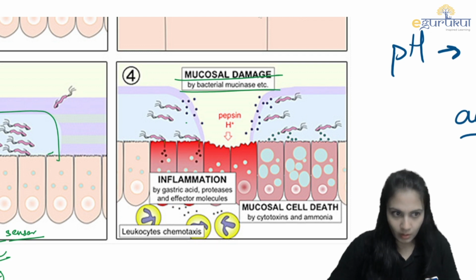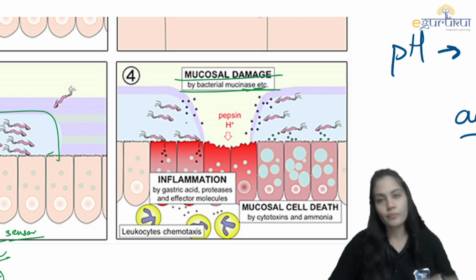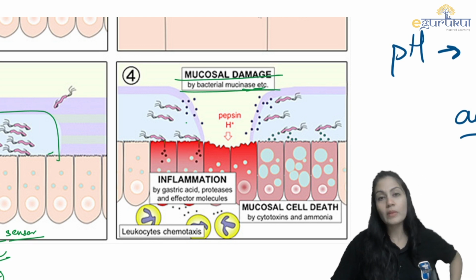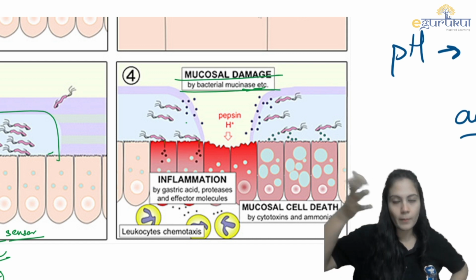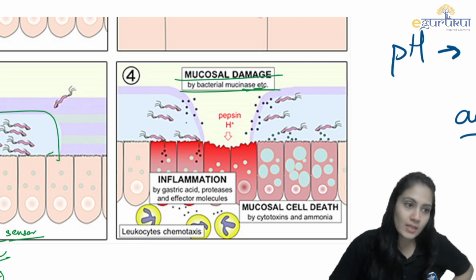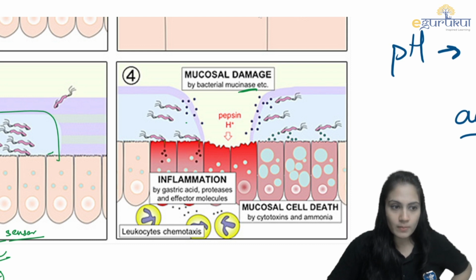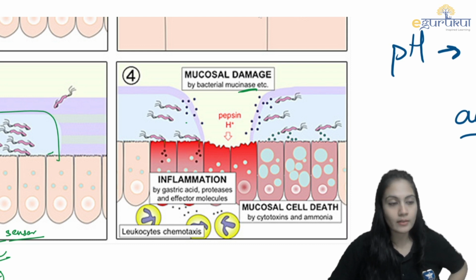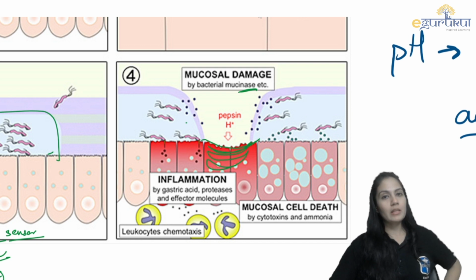This bacteria also contains mucinase with the urease. They also break down this mucin, that is the mucosal layer which is present in the stomach. So both of these things are going to increase. Mucinase is going to break down this barrier, and the H plus concentration is increasing inside the stomach. Both are going to lead to damage to the gastric epithelial cells.